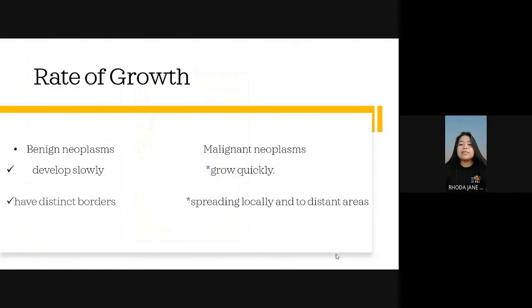Most benign neoplasms develop slowly and have distinct borders, but most malignancies grow quickly, eventually spreading locally into distant areas and resulting in death. This generalization, however, has many exceptions, and some benign neoplasms develop faster than malignancies. The rate of growth of malignant tumors is usually inversely proportional to their differentiation level. Neoplasms that are poorly differentiated grow more quickly than neoplasms that are highly differentiated. The rate of growth, on the other hand, varies greatly.